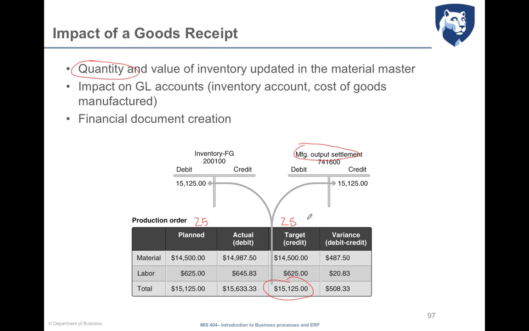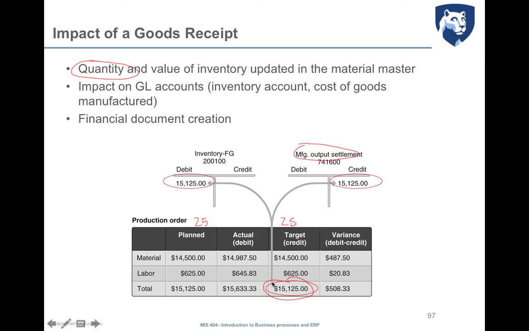$15,125. At the same time, the finished goods inventory account is debited by this amount. So this credits the value of the production order cost sheet, but immediately there is a debit in the finished goods inventory account. And similarly, as we increase inventory, we also increase cost of goods manufactured. So we credit the manufacturing output settlement account.